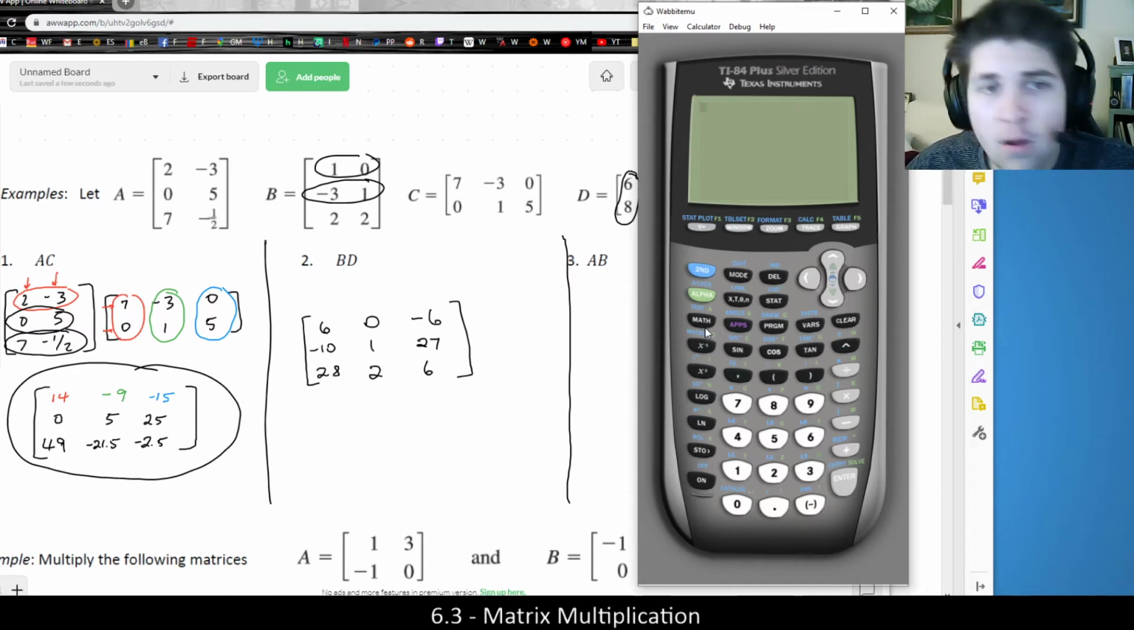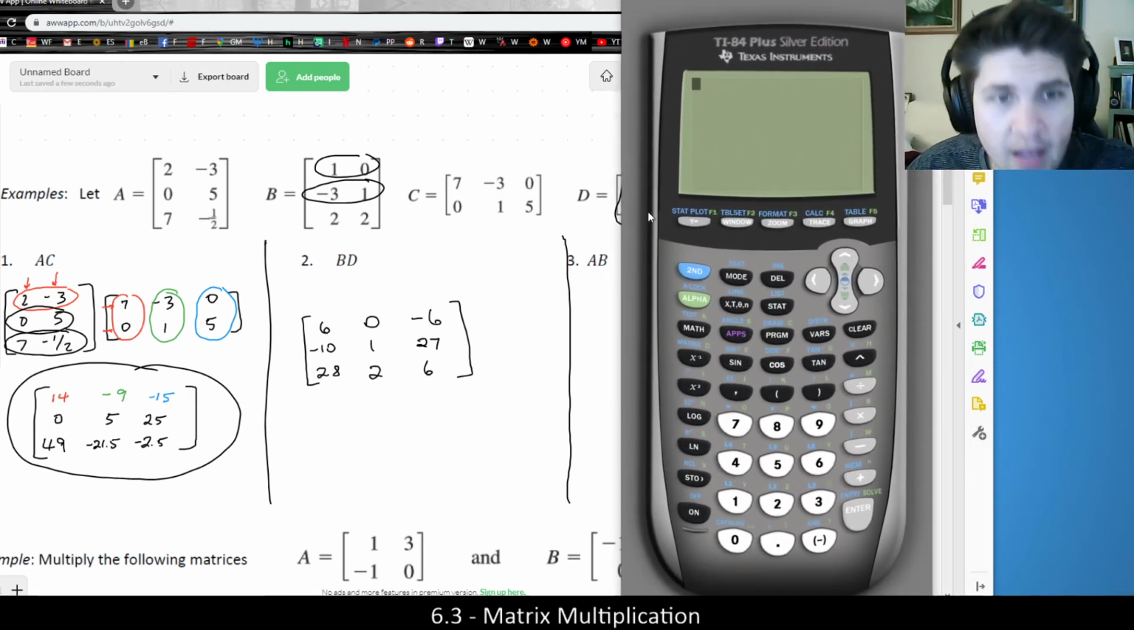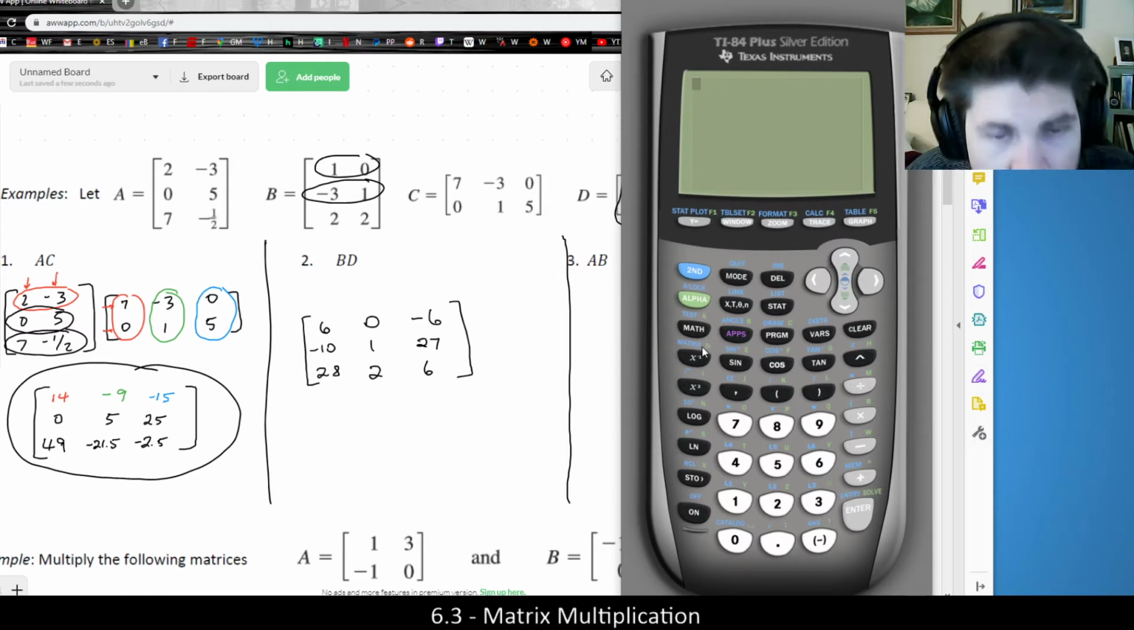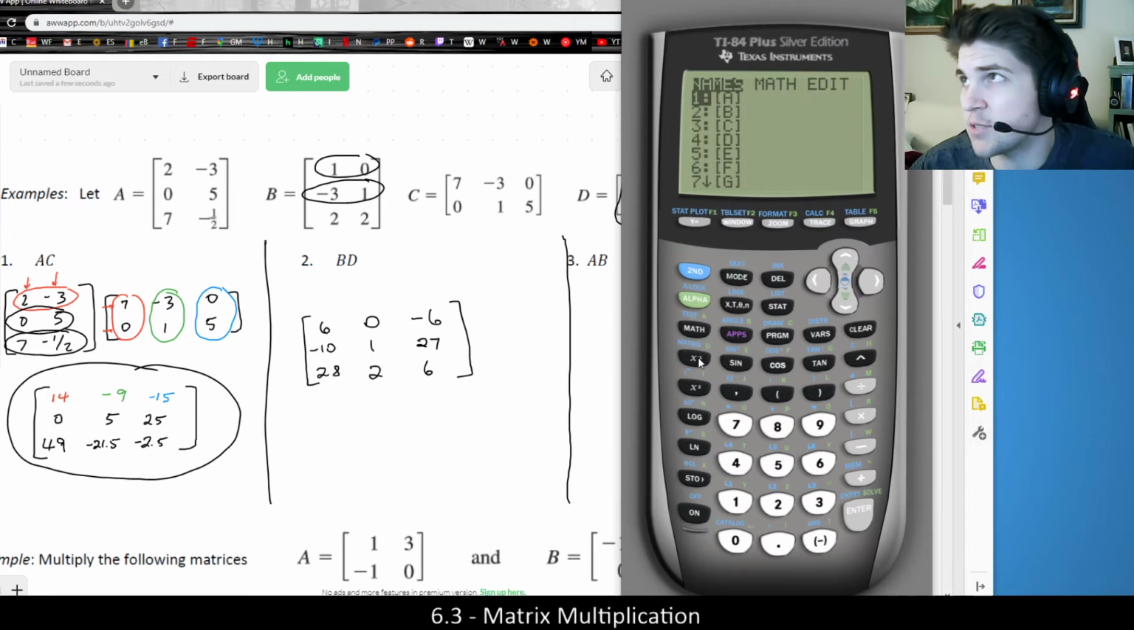So all matrix math in the calculator is done via the matrix menu. So let me make this a little bit bigger. If you notice above the x to the -1 power in your calculator, there's a little button called matrix. And if we hit second matrix, we can access that menu, which basically pulls up the calculator's matrix menu.